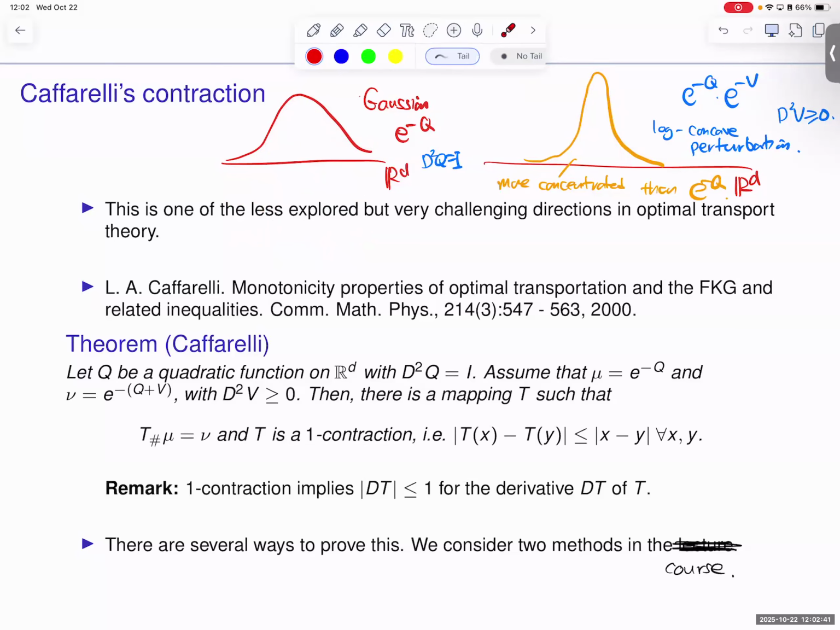Okay, so let me read it more carefully. So Q is a quadratic function, so this e to the minus Q is like a Gaussian. Then you have this log-concave perturbation. Here we are assuming that mu and nu have the same total mass, and then you can consider the optimal transport mapping.